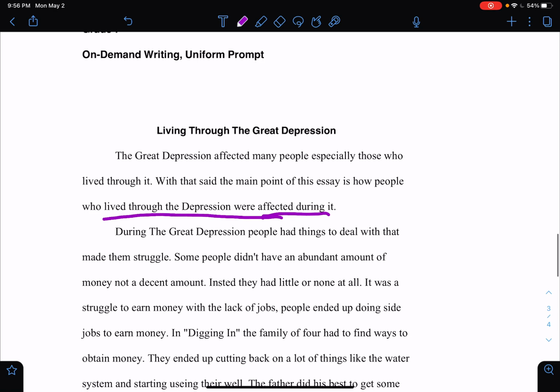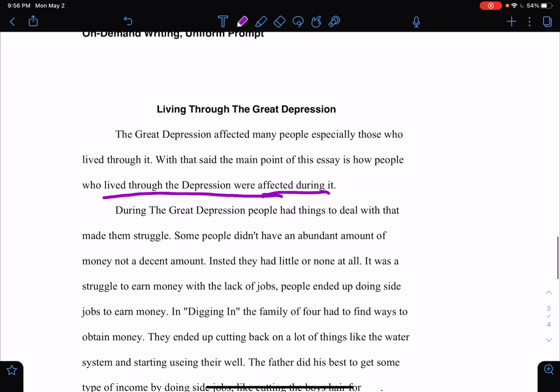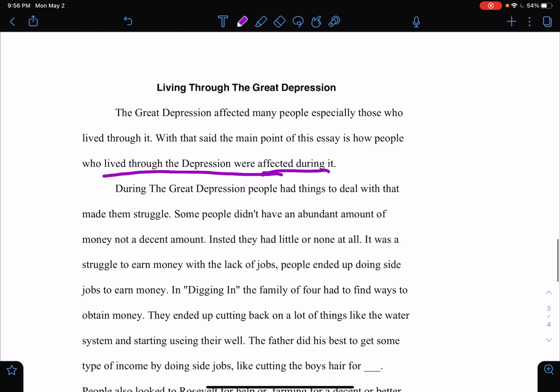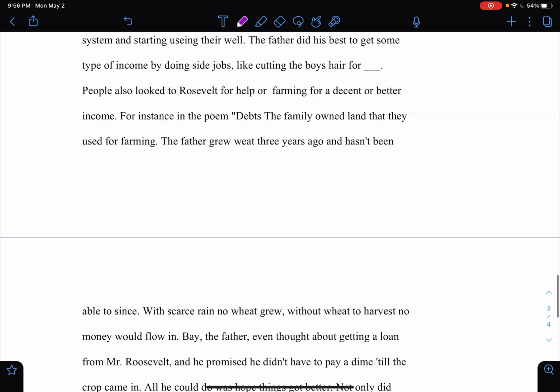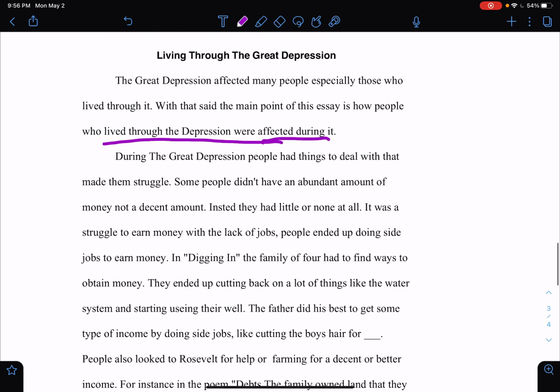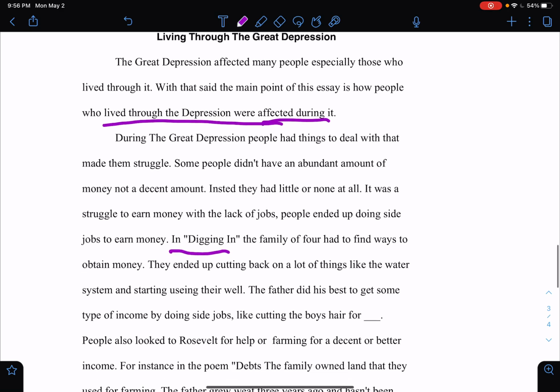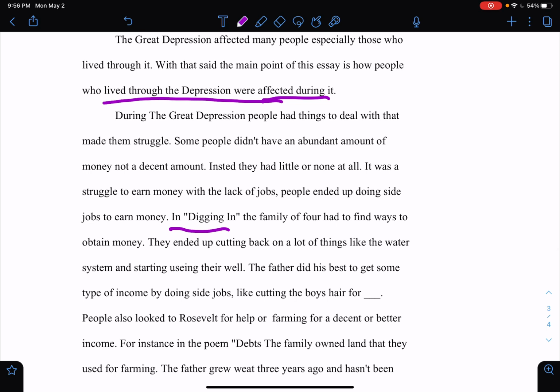"During the Great Depression, people had to deal with that made them struggle." That sentence doesn't make much sense. "Some people didn't have an abundant amount of money, not a decent amount. Instead, they had little or none at all. It was a struggle to earn money. With the lack of jobs, especially people ended up doing side jobs to earn money." And then here they cite their sources, right? "In digging in, the family of four had to find ways to obtain money."